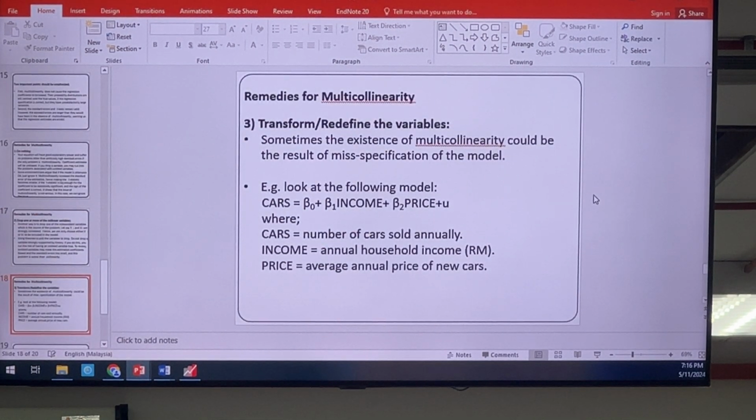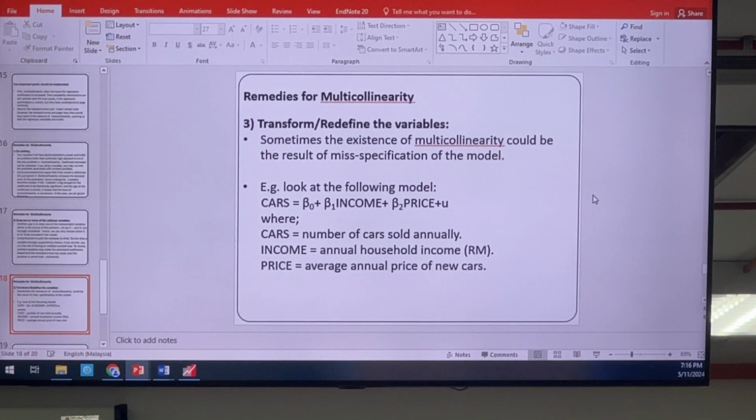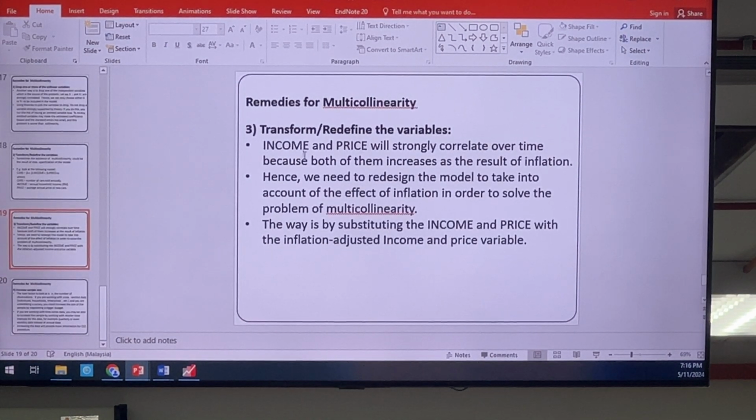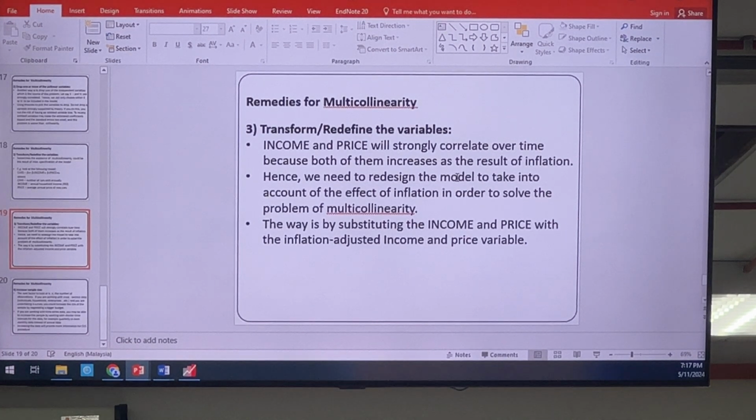The third possible way is to transform or redefine the variable. Sometimes the existence of multicollinearity could be the result of misspecification of the model. For the given example here, let's say we want to model the number of cars sold annually, and we use annual household income and price. It's time series data, so the average annual price of new cars. Because of inflation, income and price will strongly correlate over time because both of them increase as a result of inflation.